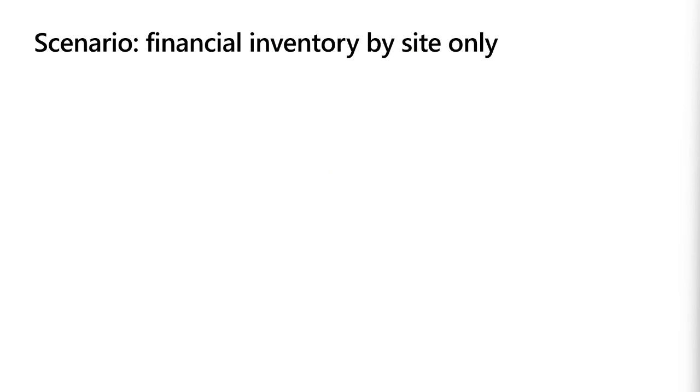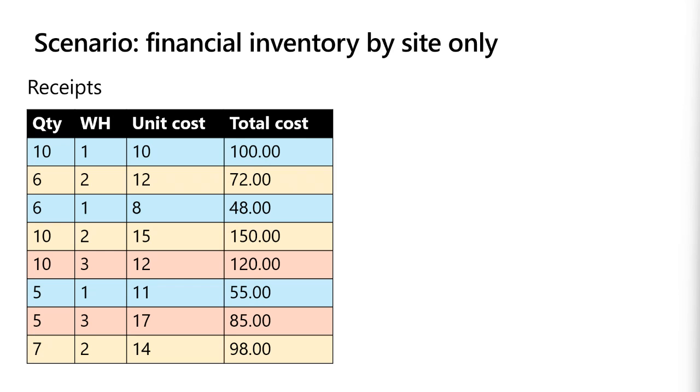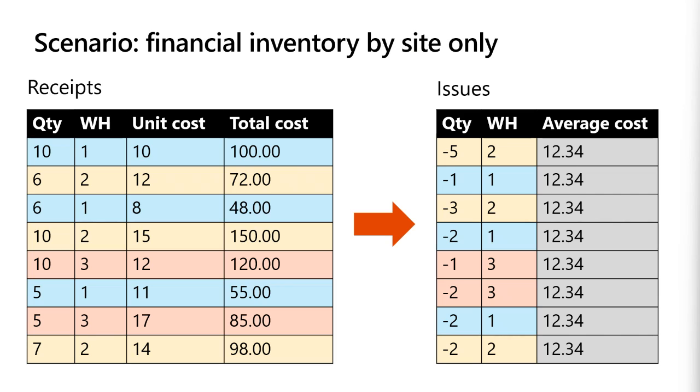Let's review an example of what it looks like when we only have financial inventory enabled on the site level, but we have physical inventory enabled on the warehouse level. For simplicity's sake, let's assume that all the receipts shown in the table on the left are posted on the same day and that they are all financially updated. We have 3 different warehouses in the same site, which can be identified by their colors. Warehouse 1 is blue, warehouse 2 is yellow, and warehouse 3 is in red. The next day, we have a number of issues from inventory that are also financially updated, which are shown in this table on the right.